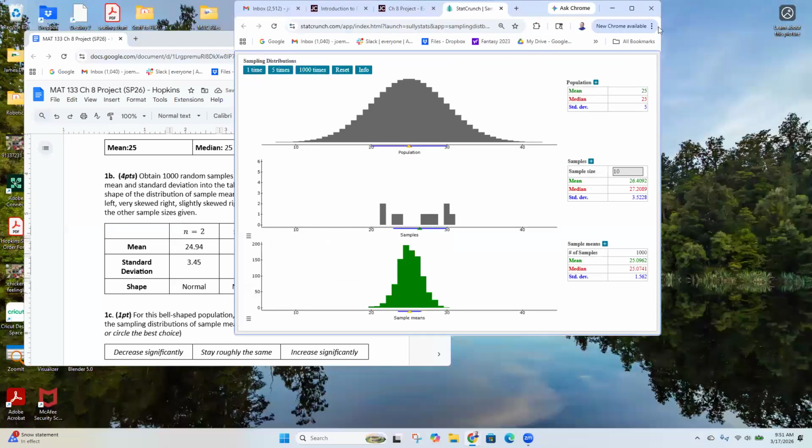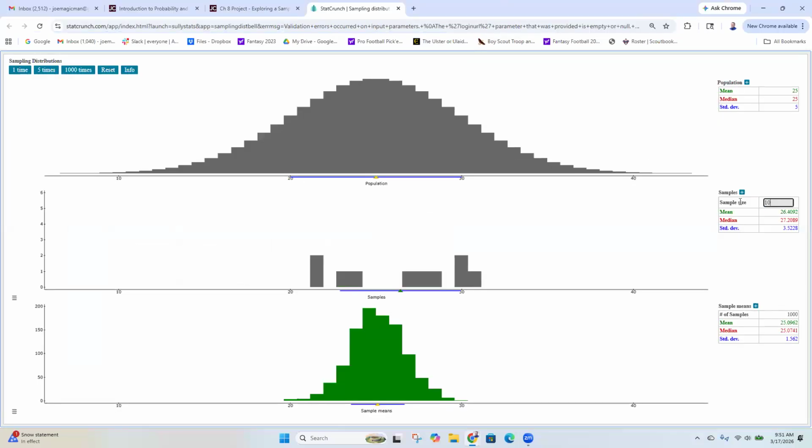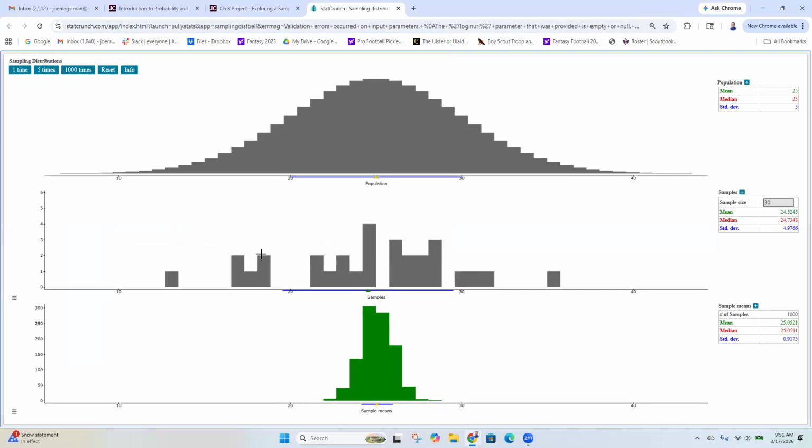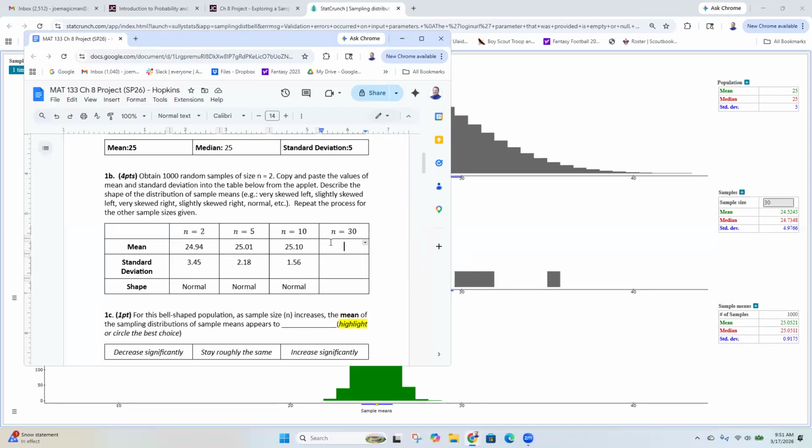And now I gotta do it at 30. So sample size of 30. That's a pretty cool shape in the middle there. So 30 gray dots selected from my population. I get 25.05, standard deviation 0.92, and normal. Okay. And obviously you guys are going to get different numbers from me, but your shapes are all pretty much going to be normal.